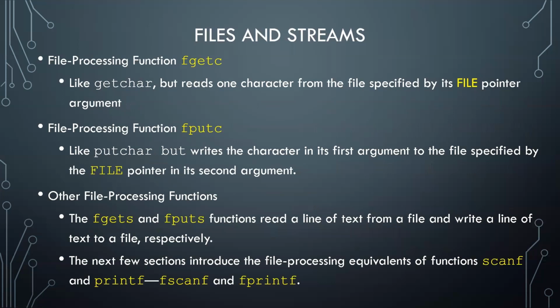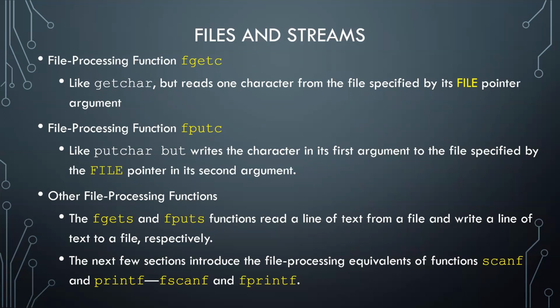For file processing, we have a function called fgetc. F for file, and then getc. It's very similar to getchar, and it's going to read one character from the file specified by the file pointer. That file pointer is going to point to a specific character and it's going to read it in. We also have fputc, F for file, and put, and it's just like putchar. It's going to write the character in the first argument to the file where that file pointer is pointing.